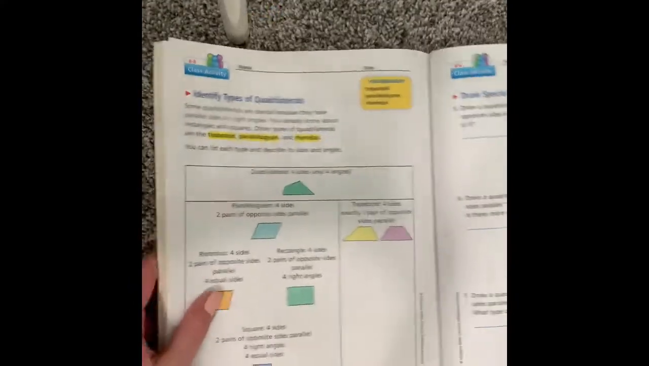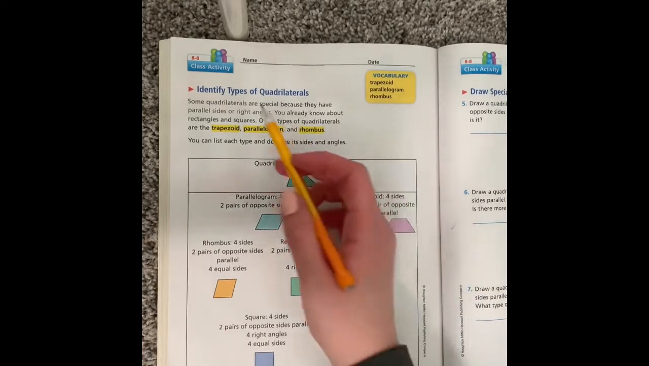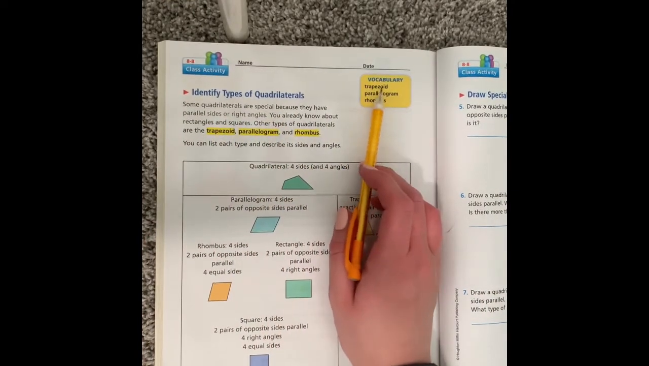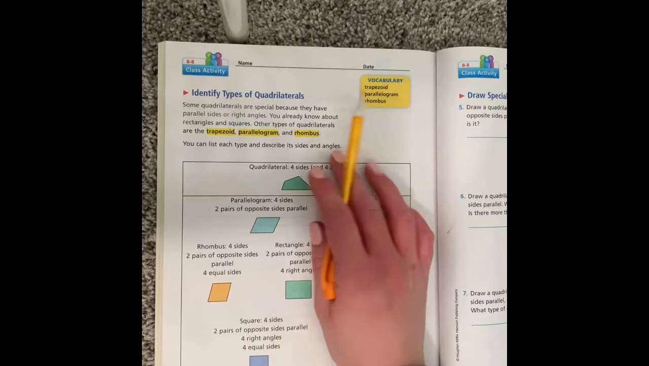Okay, so now for page 302, this says, identify types of quadrilaterals. And our vocab words here are trapezoid, parallelogram, and rhombus.